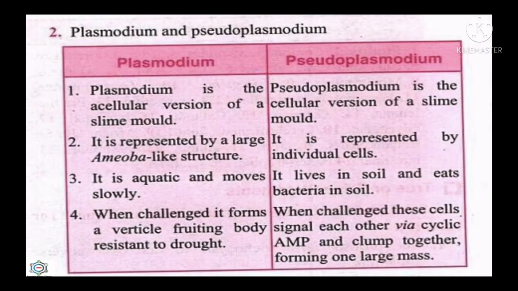Now, what is the difference between plasmodium and pseudoplasmodium? Plasmodium is the acellular version of a slime mold, while the pseudoplasmodium is the cellular version of a slime mold. Plasmodium is represented by a large amoeba-like structure, while the pseudoplasmodium is represented by individual cells. Plasmodium is aquatic and moves slowly, while the pseudoplasmodium lives in soil and eats bacteria in the soil.